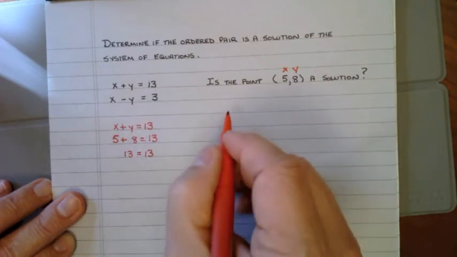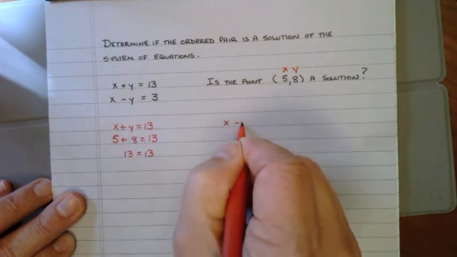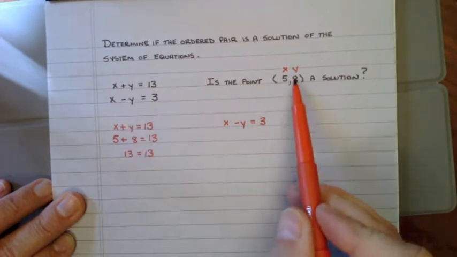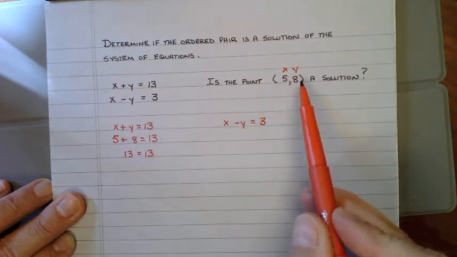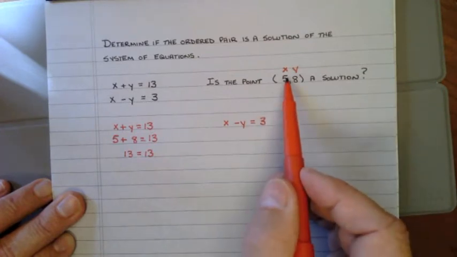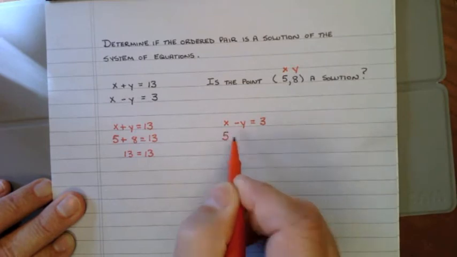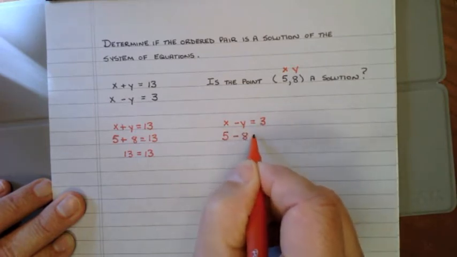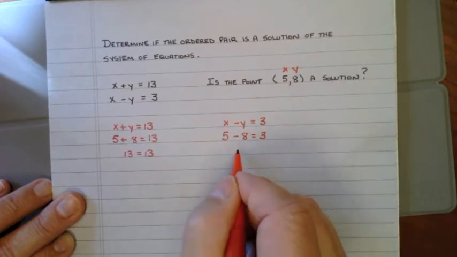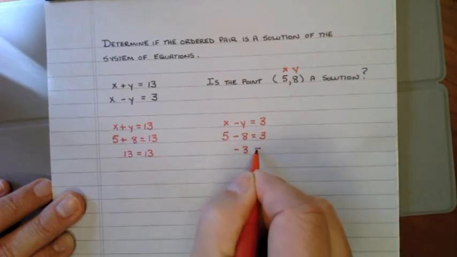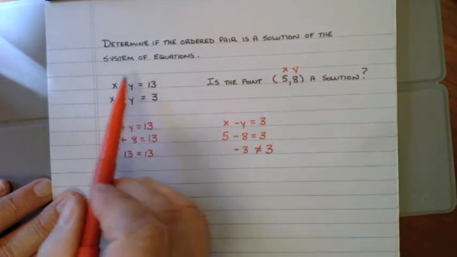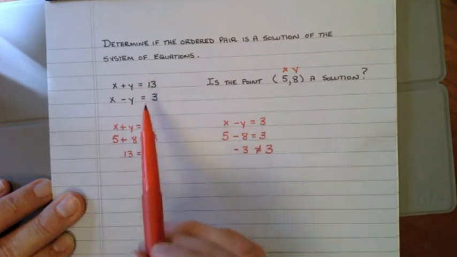Now I need to check and see if it's on this second line. So I'm going to use this second equation. I'm going to substitute the numbers in at the appropriate spots and see if it works for this one. So I want to put a 5 for the x, minus 8, is equal to 3. 5 minus 8, negative 3, is not equal to 3. So this point right here is not a solution. It's not a point on both of these lines.